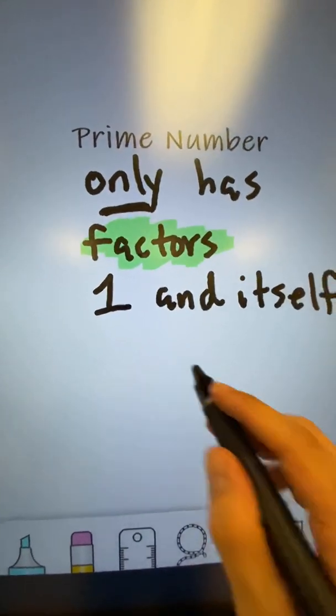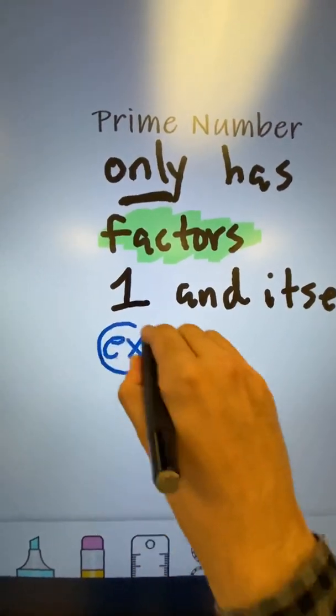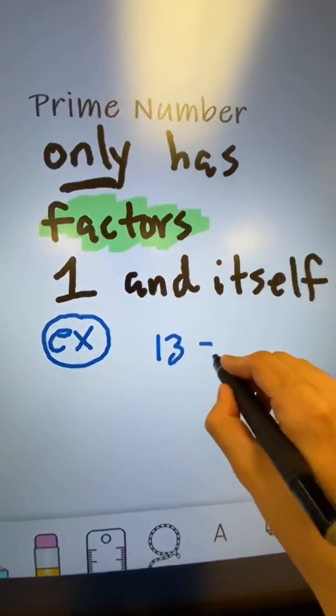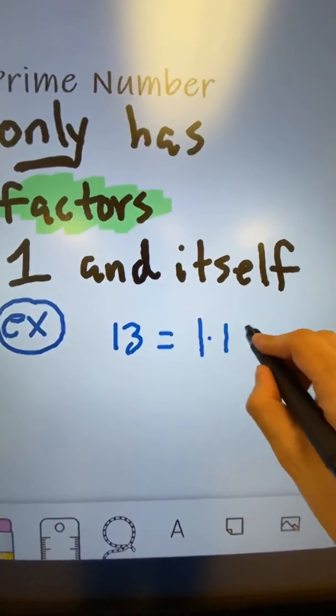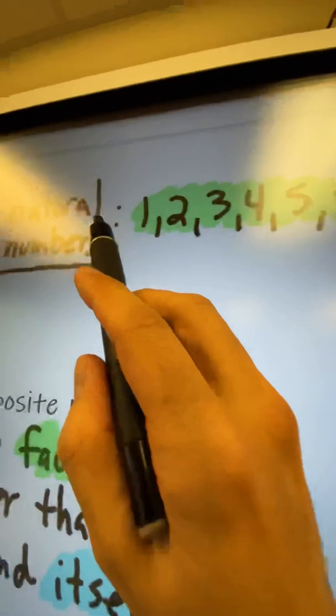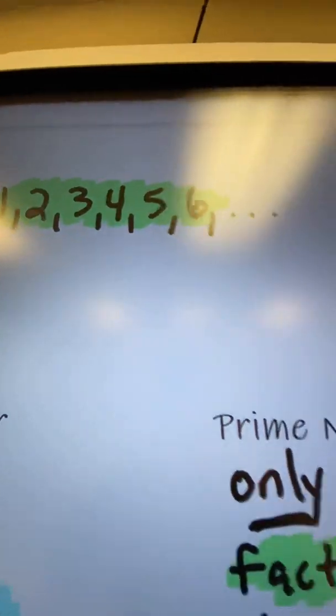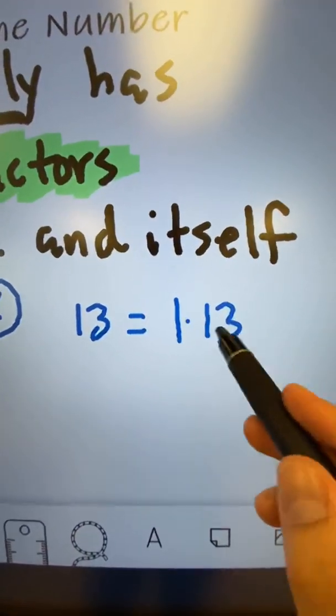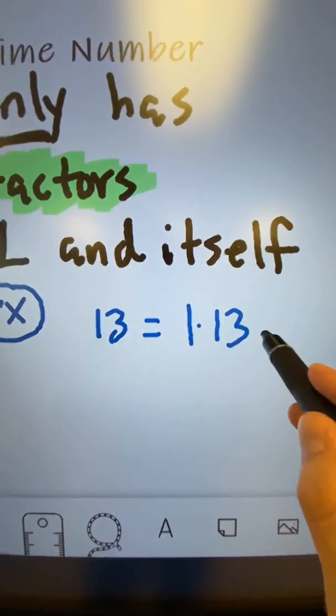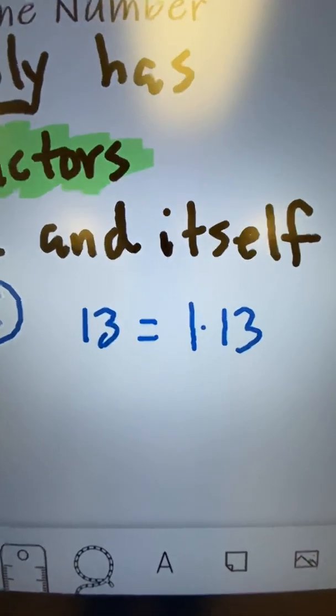Compare that to another example of a prime number. Let's look at the number 13. The only factors for 13 are 1 times 13, right? If you look at that list of natural numbers, there's no other combination of numbers that I can use that, when I multiply them together, gives me 13. These are the only 2 that I can use from the list of natural numbers.